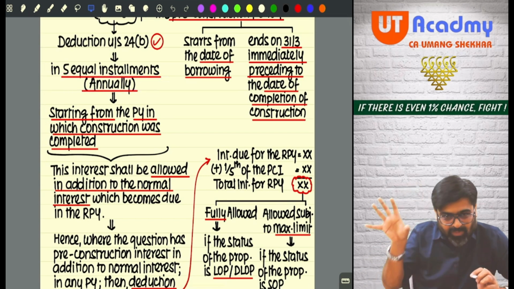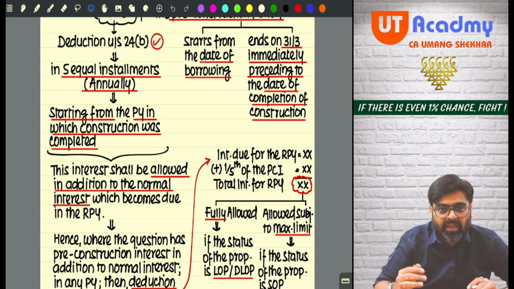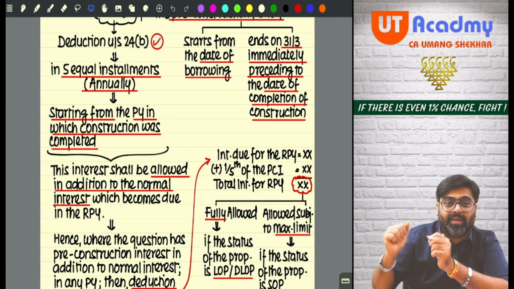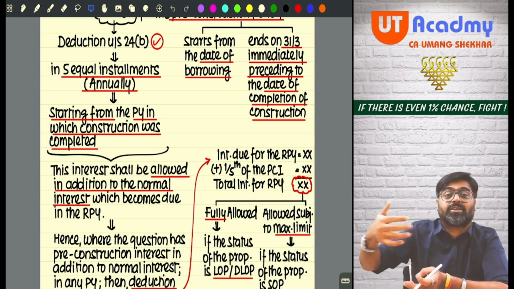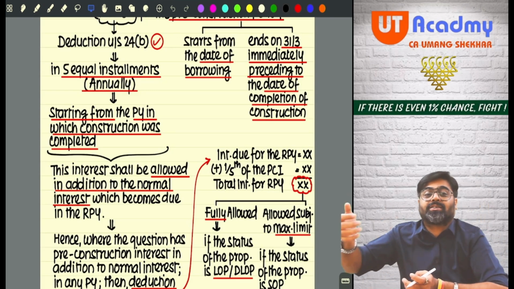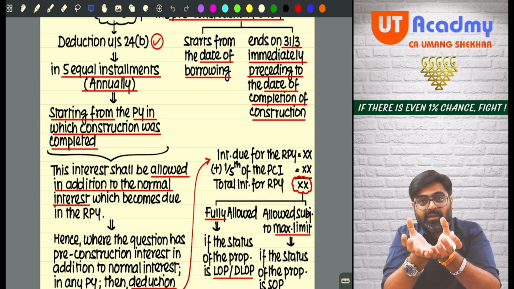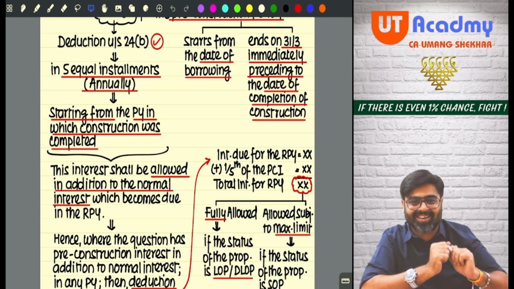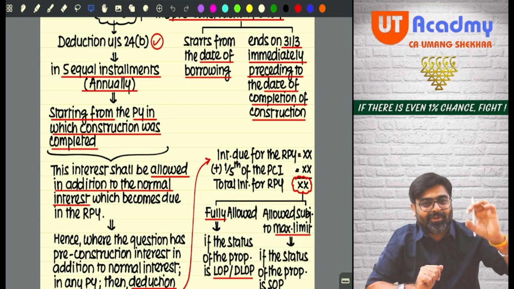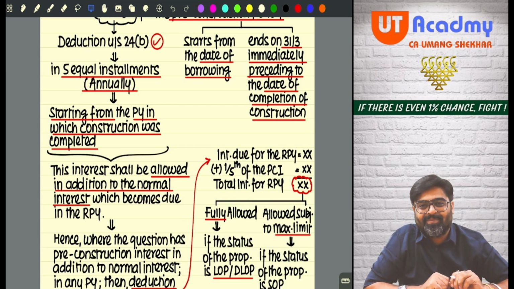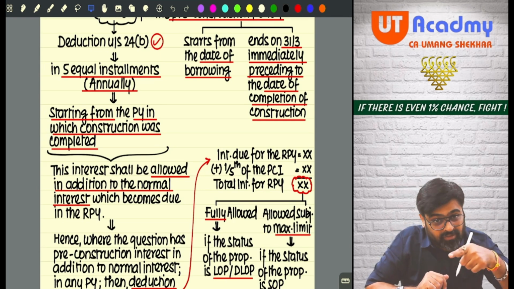This entire interest for this much period will not be allowed together. Because see, it could be interest for 3-4 years. It could be interest for 5-6 years, because 5-6 years the construction was going on. 3-4 years the construction was going on. So the interest component will be a bigger amount. This bigger amount we cannot allow together. Take this amount in small parts, 1/5, 1/5, 1/5 for 5 years. 5 installments, annual installments, this will be allowed.